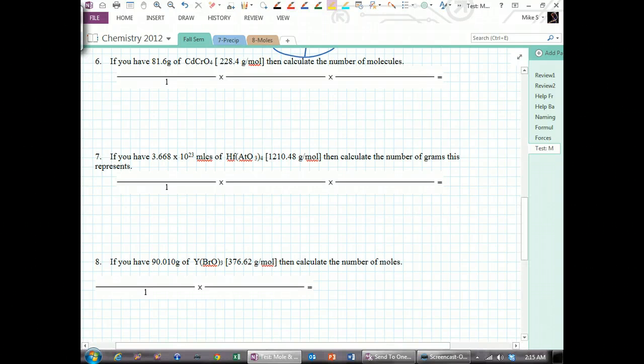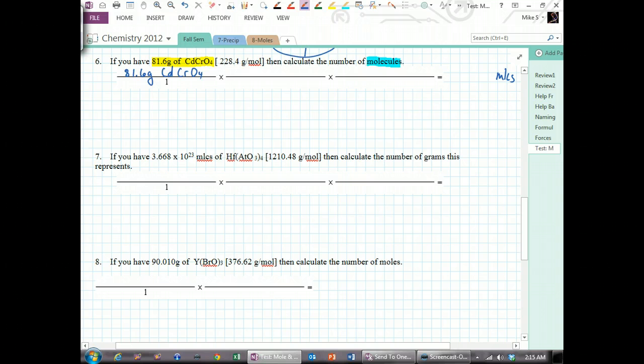Our given in this problem is grams of cadmium perchromate, and it's 81.6 grams of cadmium perchromate. And my unknown, or what I'm trying to get to, is number of molecules. And so I put molecules at the end of this diagram.